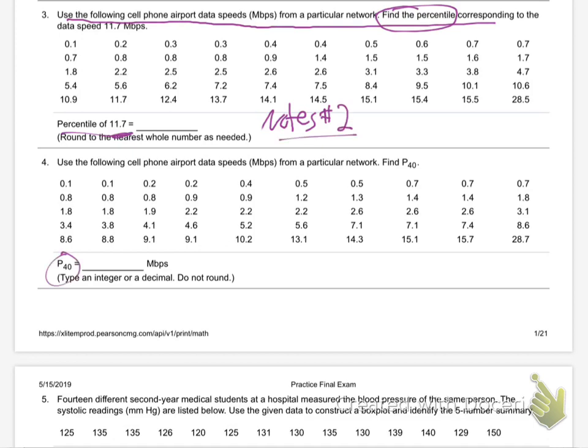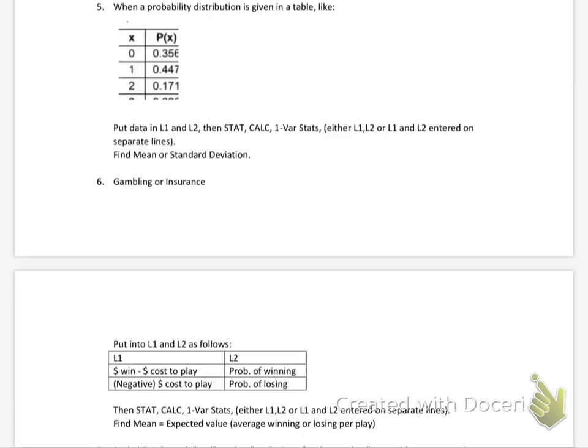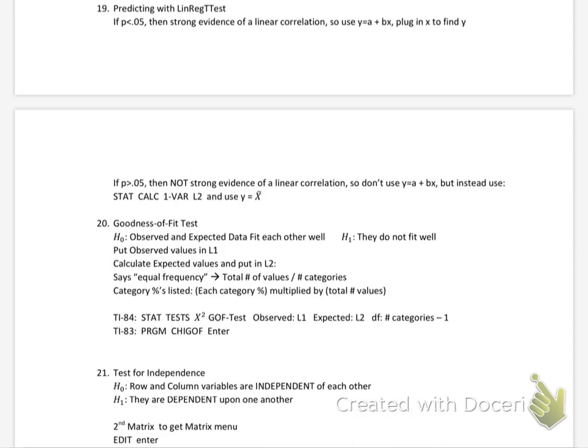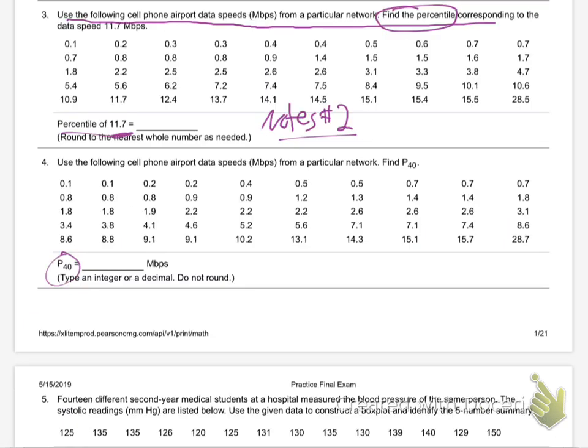All right, how about the next one? Find P40. Let's go back. Do you see that on the final? Find P40, etc. There's a bunch of steps. That's number 3. Pretty much going in order here. So that's the final exam notes, number 3.